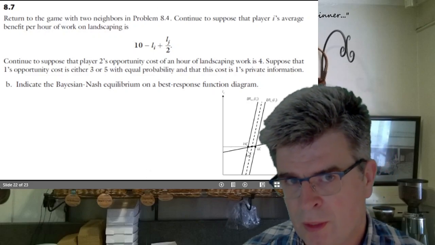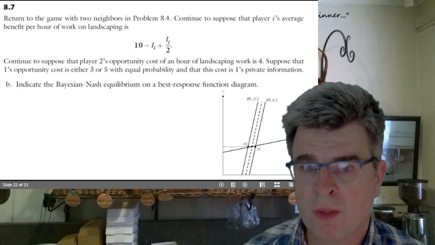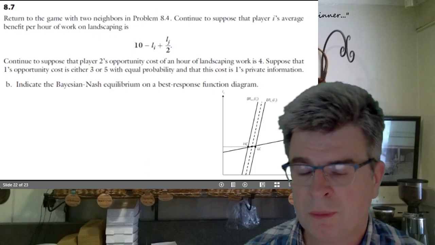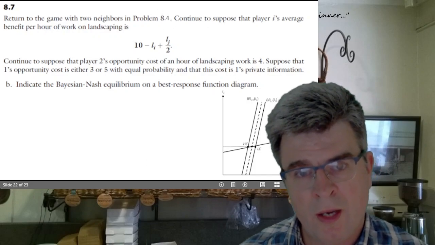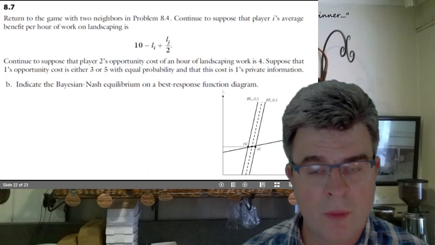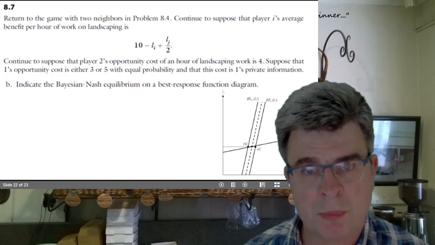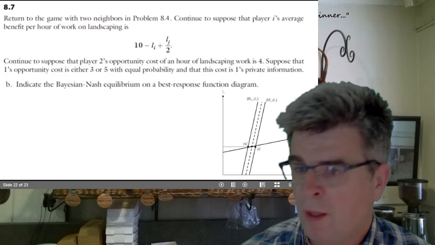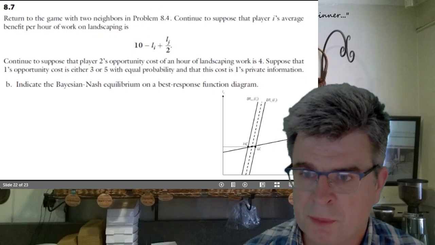So long story short, if you are of the low cost type, saying, okay, I don't have a lot of opportunity cost, then you want to reveal this information to your neighbor, because we already told in exercise 8.4 that the effort levels are complements. The marginal benefits of spending time in your garden is increasing with the number of hours that the neighbor spends. So if you can truthfully reveal, I have low opportunity cost, I will spend a lot of time in the garden, then the neighbor will also spend more time in the garden, increasing your benefits as well.